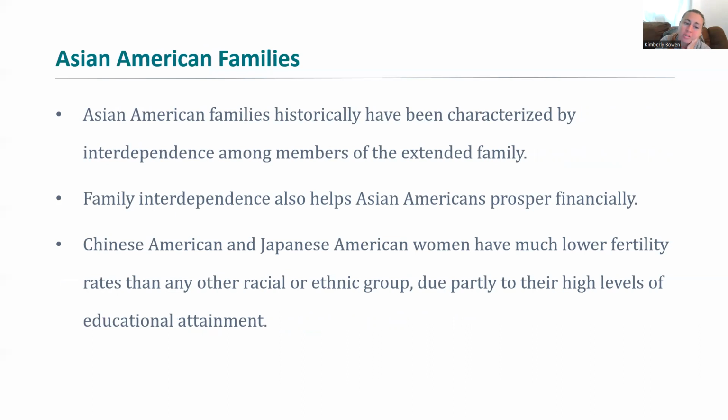Asian American families historically have been characterized by interdependence among members of the extended family. Family interdependence also helps Asian Americans prosper financially. Also, the idea that this particular group for an extended period of time in the early formation of the United States was considered to be in that more white category also helped, and depending on the color of your skin and how dark it would be in this particular demographic, would very greatly influence your economic prosperity. Chinese American and Japanese American women have much lower fertility rates than other racial and ethnographic groups, due partly to their high levels of educational attainment.